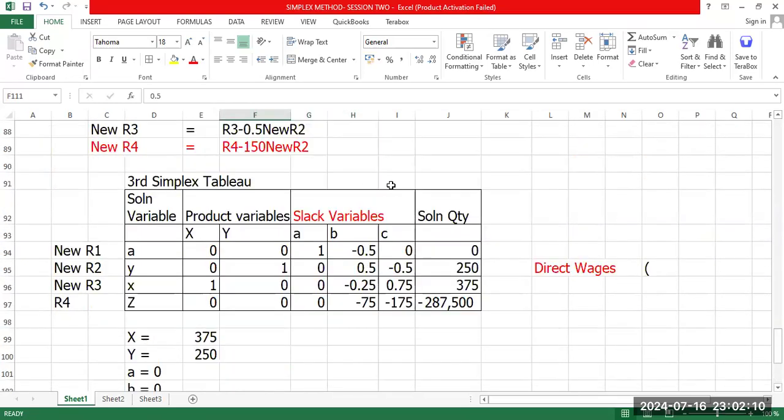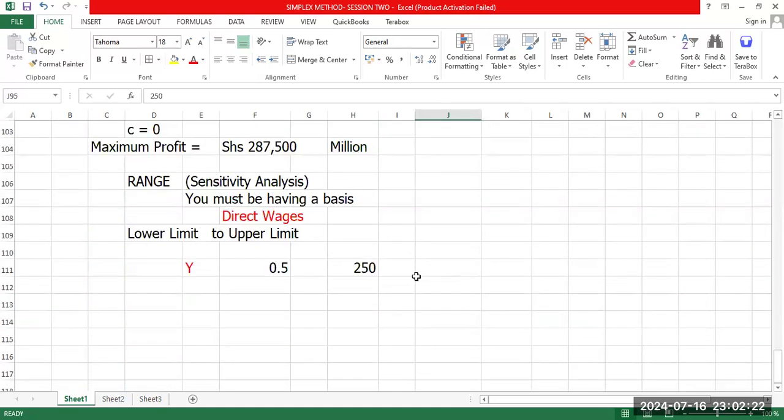You come just here on the column for direct wages. That is B, like a variable B. Choose the figure you have here and choose the figure you have here. Get this 250 divided by 0.5. This is your working. What do you get?